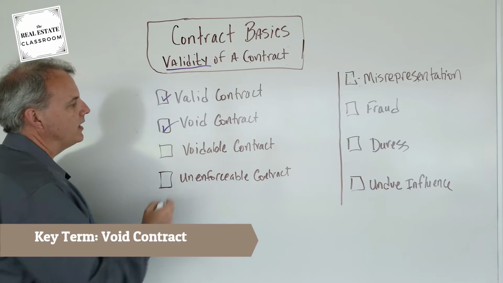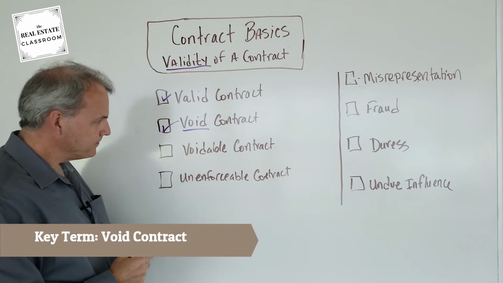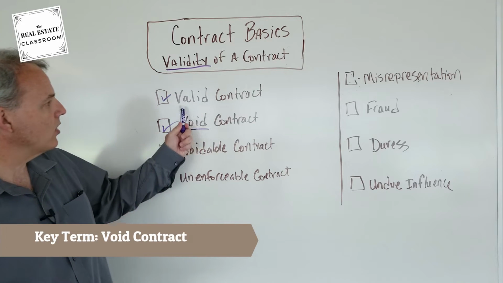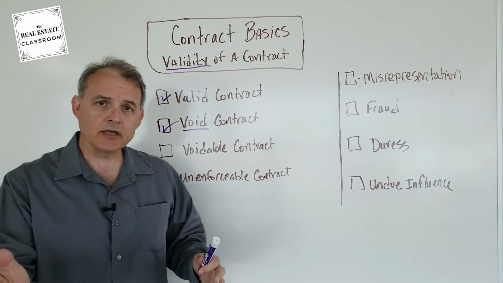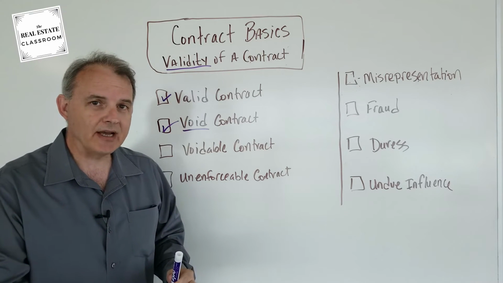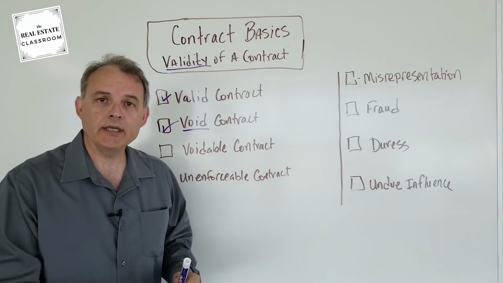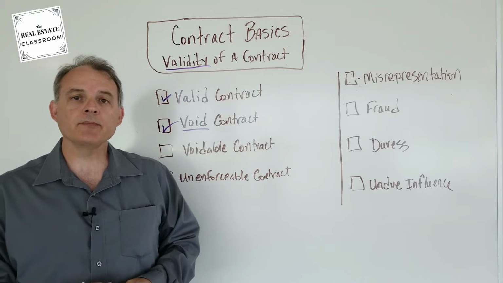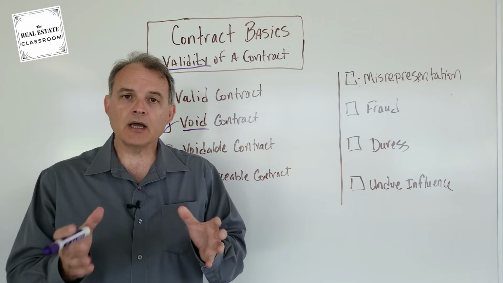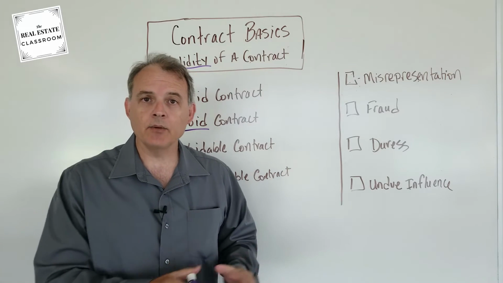What happens when a contract is void? Well, it's interesting because it has all the essential elements of a valid contract. It appears to be valid, but there's something that creates a scenario where it's void. I'll give you a couple of examples where this might happen. Number 1, if the contract is for an illegal purpose.